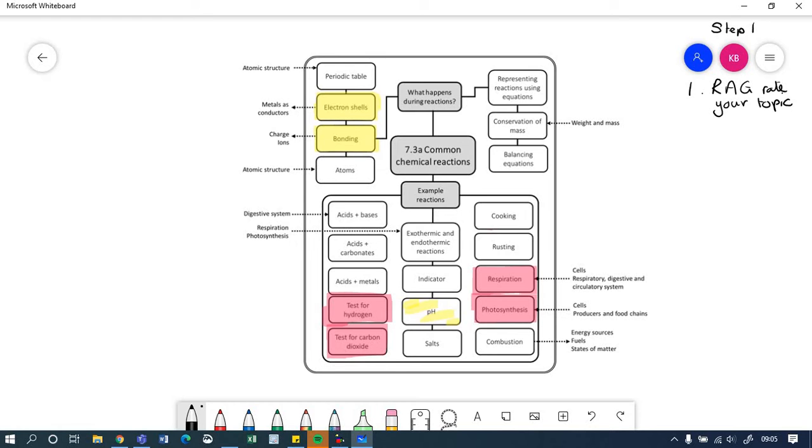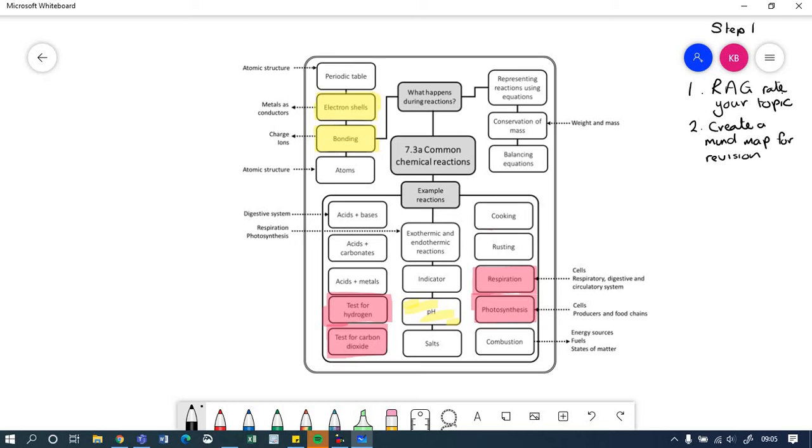Now, once you've done that, as you know, I love doing drawings. I love drawing pictures. I love coming up with ideas to turn them into pictures. So what I'm going to ask you to do is step 2 is to create a mind map. And this is going to be for revision purposes.